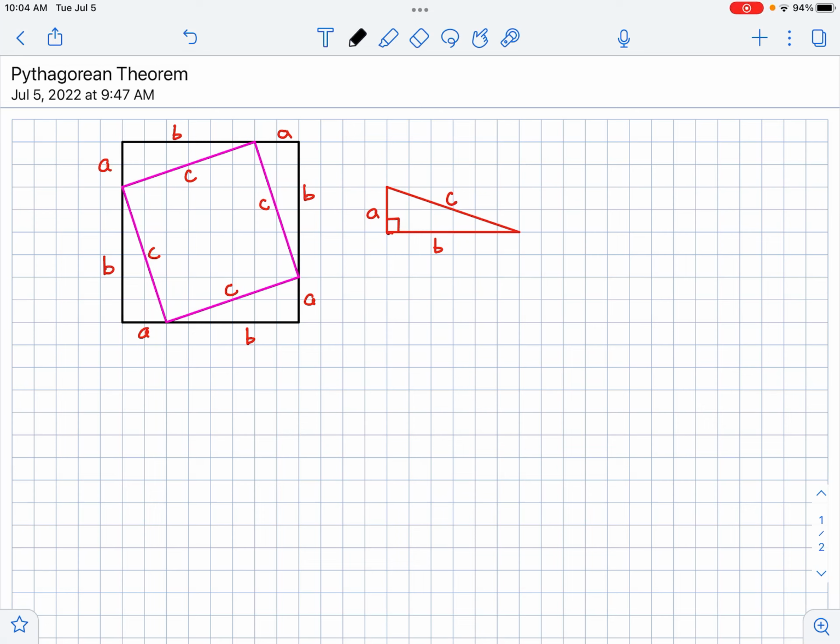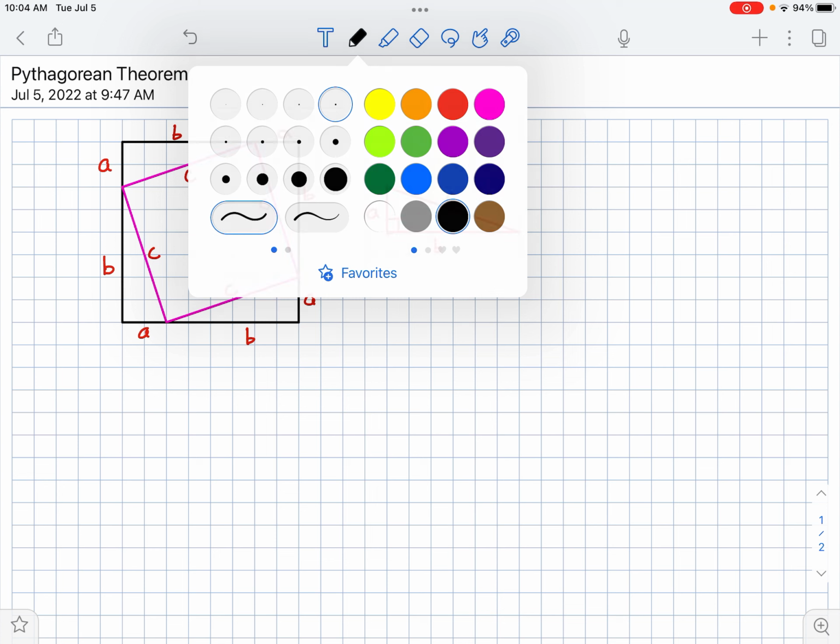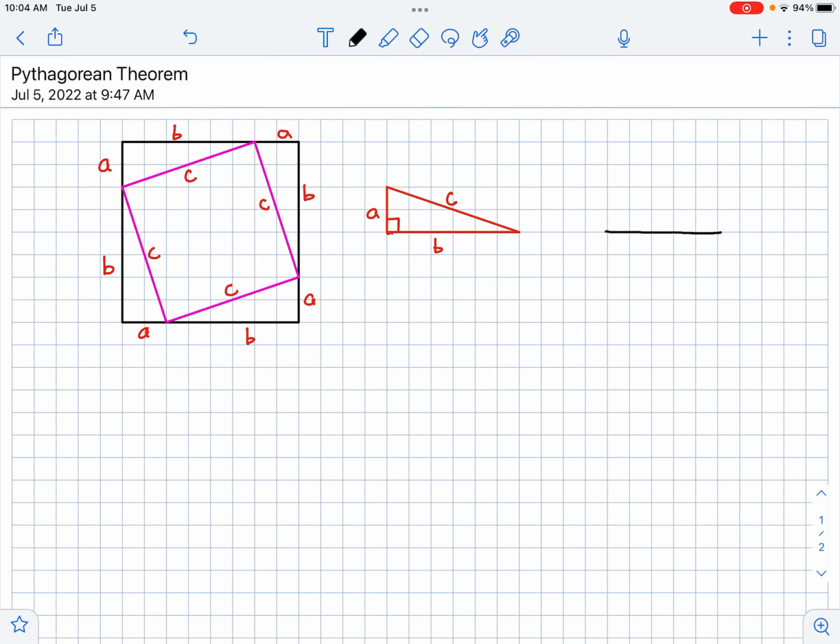Now we want to look at one of the most useful theorems that you'll encounter, the Pythagorean Theorem. And it deals with right triangles. And in fact, if you have a right triangle, so if I draw a right triangle and I take note of the side lengths, so maybe we have A, B, C, I make the hypotenuse C.